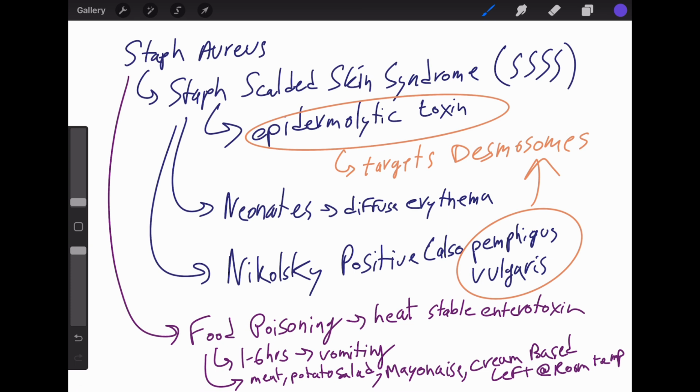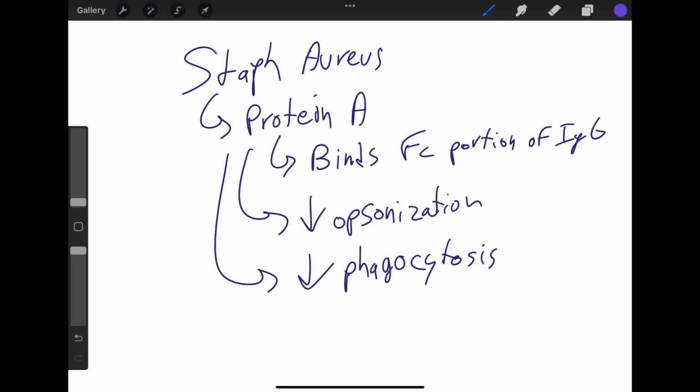Also, Staph aureus produces a protein A. Protein A is a toxin produced by Staph aureus. This toxin binds to the Fc portion of IgG. This prevents the opsonization and phagocytosis that would normally occur.